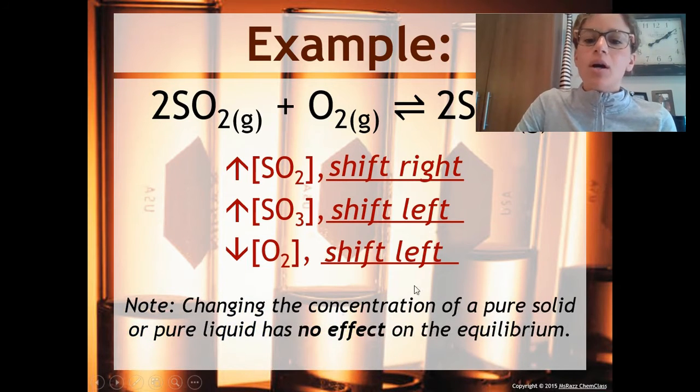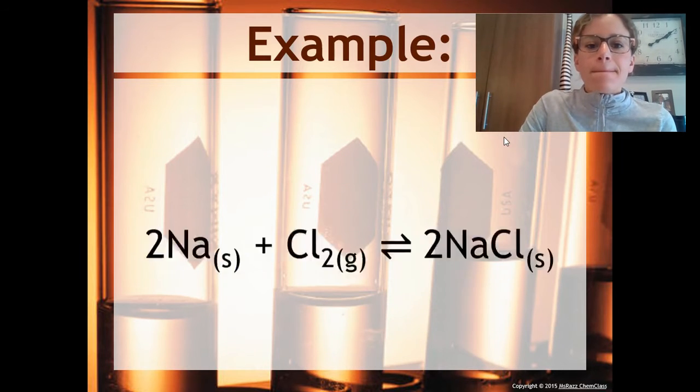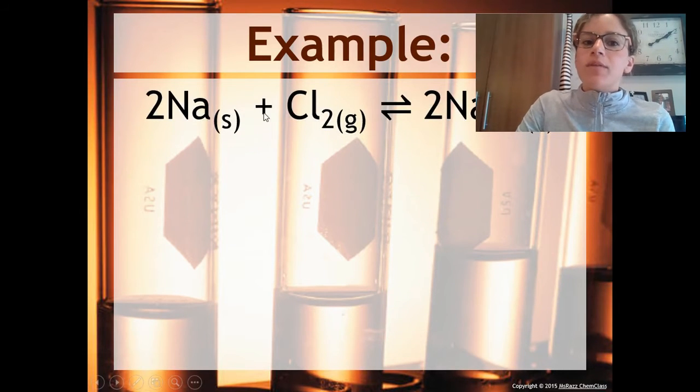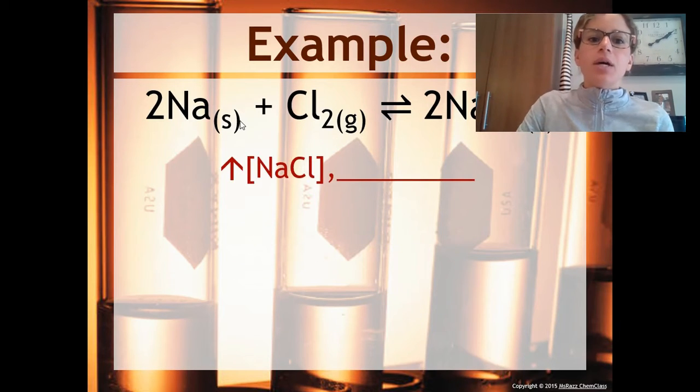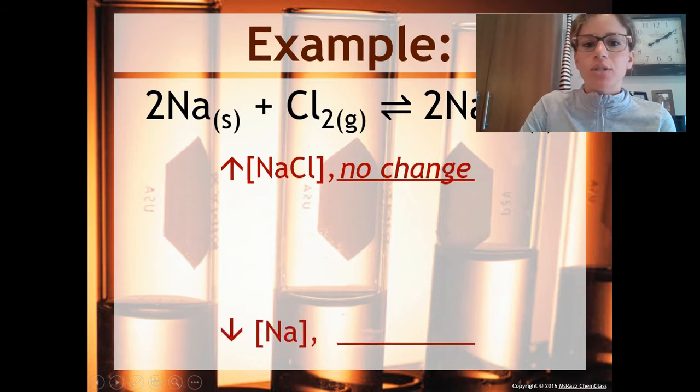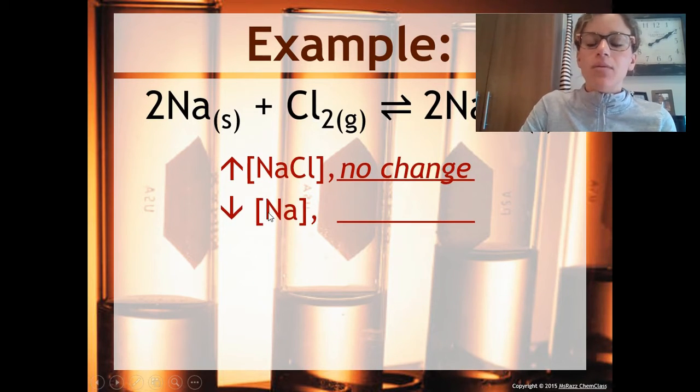Okay, so changing the concentration of a pure solid or liquid has no effect on the equilibrium. This only works if there are gases, just like we talked about in the Keq constant expression. Here we do have a solid, so this will have no effect. If we increase NaCl right here, this is also a solid. So what would happen? No change. If you decrease Na, what would happen?